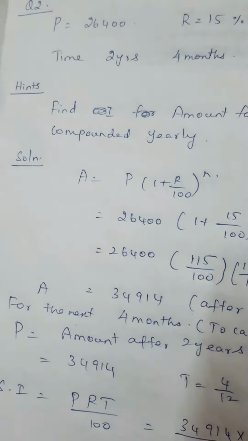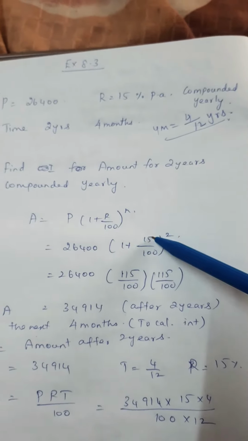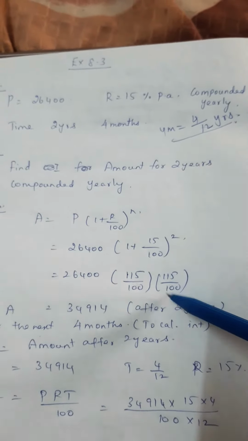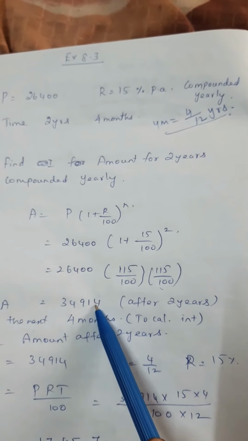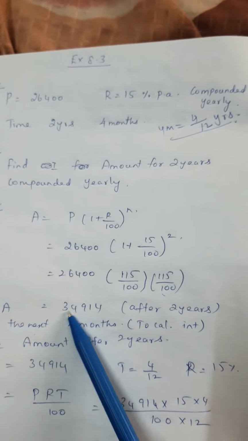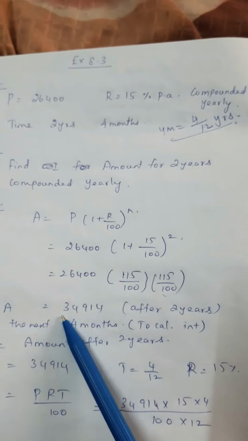Amount equal to principal into 1 plus R by 100, the whole to the power n. Here P is given as 26,400. 1 plus rate of interest is 15 by 100, the whole squared, because we are finding the first 2 years alone. So this is 115 by 100 into 115 by 100. Solve it, and you will get 34,914.